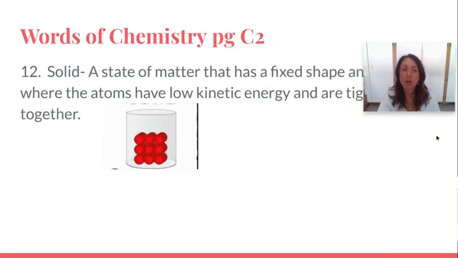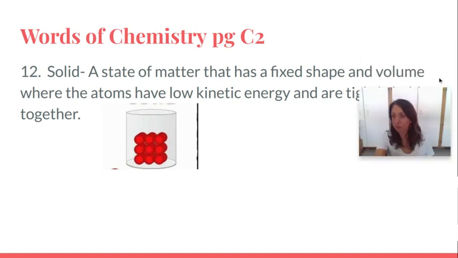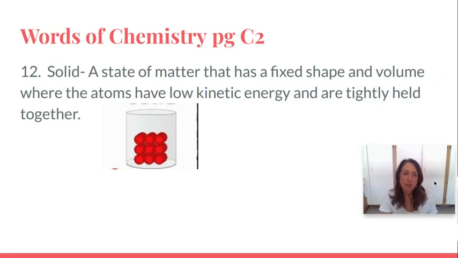But for now, I'd like you to go ahead and get your notebooks out if you don't already have them. And you're going to add in another definition on your words of chemistry. So here we go. You can pause it to write this down. A solid is a state of matter that has a fixed shape and volume where the atoms have low kinetic energy and are tightly held together. And I would suggest drawing that picture as well. And then when you're ready, you can move on to the next one.